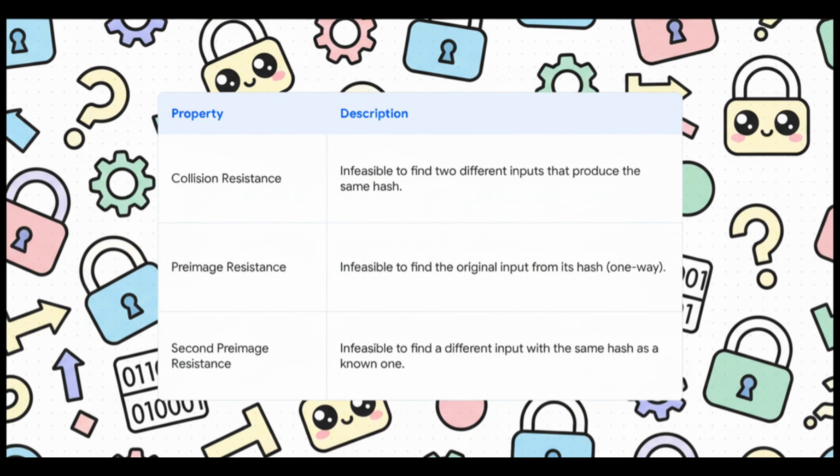Now, for this to be secure, a good hash has to follow a few really strict rules. Collision resistance just means it's basically impossible for two different files to end up with the same fingerprint. Preimage resistance is that one-way property we talked about. You can't work backward from the fingerprint to figure out the original password. And second preimage resistance means that if I have a file and its fingerprint, I can't go find another file that has that exact same fingerprint. It's what makes this system trustworthy.